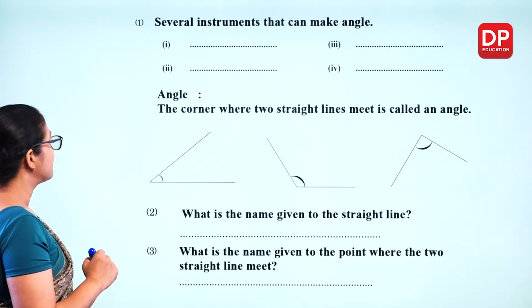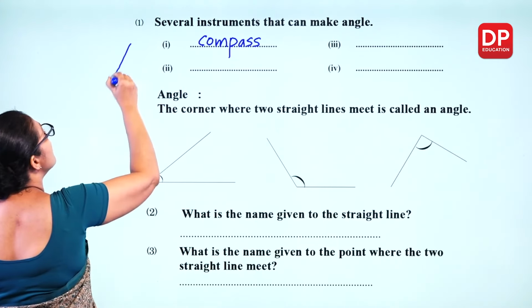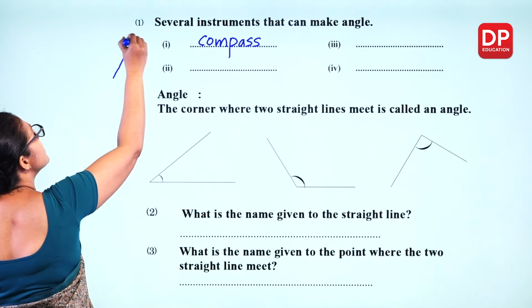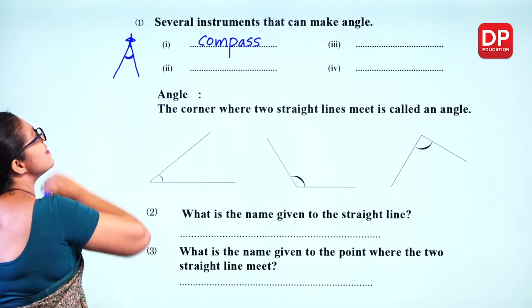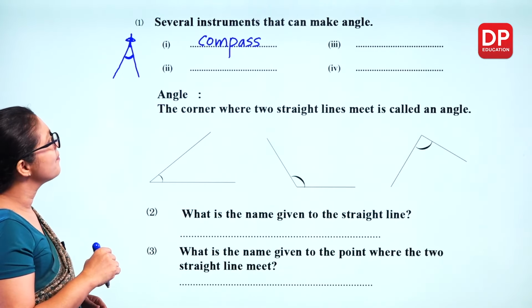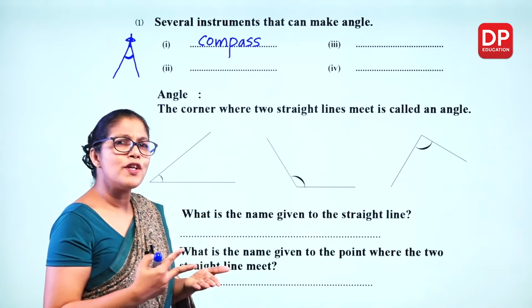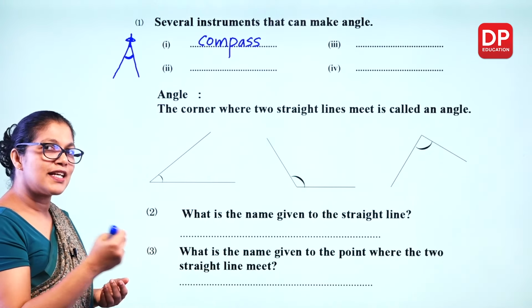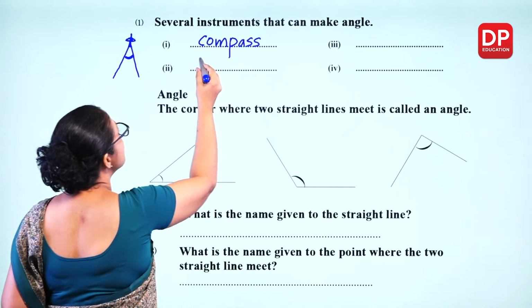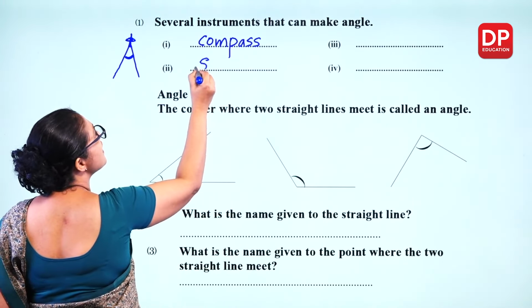Now look, there are several instruments that can make an angle. When you take your geometry set, what's the first thing you can remember? That's the compass. When you take the compass, you get an angle. So think about, this is your compass. So here, this is the angle there. What else? Think about when you cut something, what you use? Scissors. So in scissors also you get an angle.